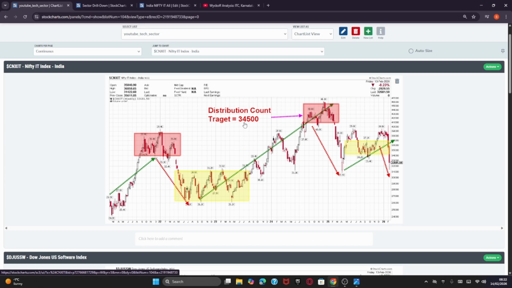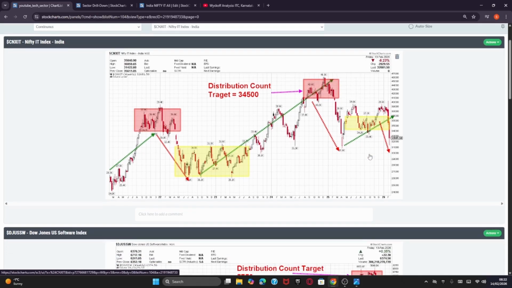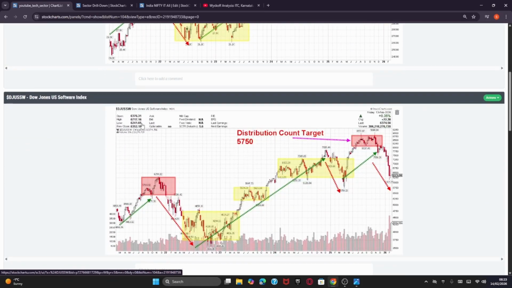it's 34,500. So that means it has already been reached sometime around the beginning of year 25, and then the sector has been going sideways. As per the Wyckoff cycle, we know that when the price action stops the downtrend and then moves sideways, it's basically an accumulation area. So what's happening is this distribution target, which is 34,500, has already been reached, and currently the IT sector is going through accumulation. So let us look at what is happening with the US sector.